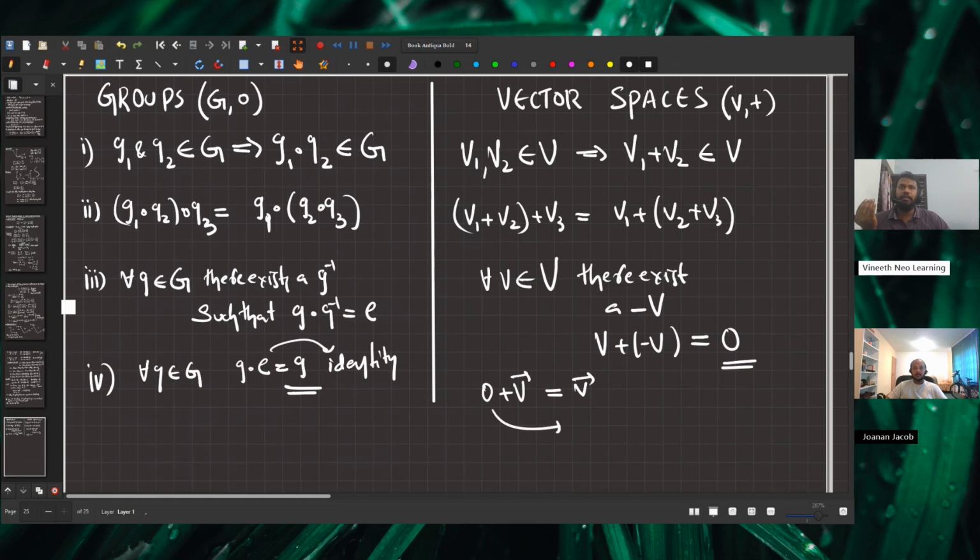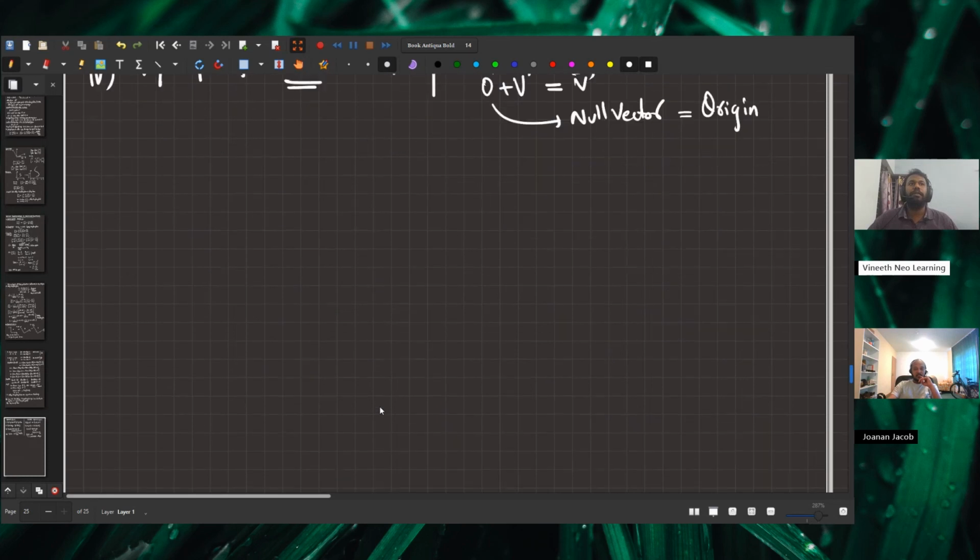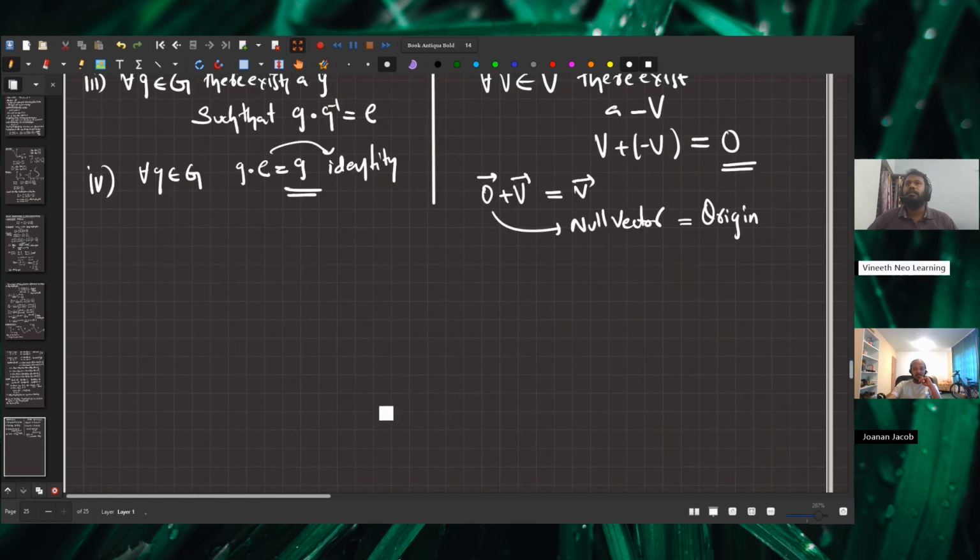This is called a null vector. What is another name for the null vector? The zero vector. The other name for the null vector is origin. That is peculiar here. Origin. We are talking about change of origin here, isn't it? Okay, this means that vector spaces are also groups.